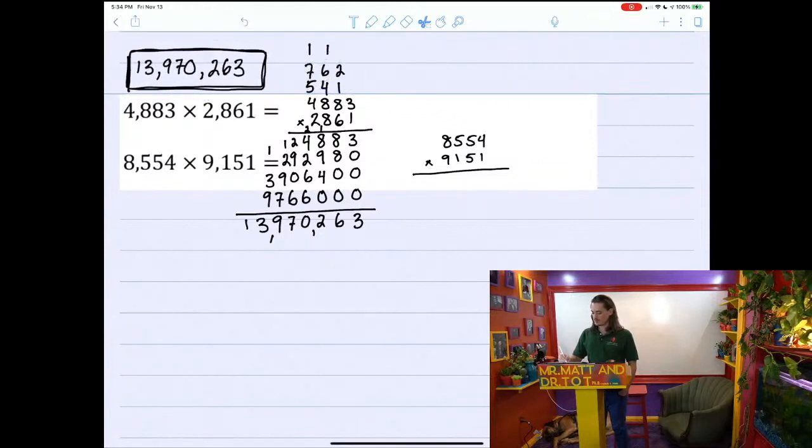1 times 5 is 5, 1 times 8 is 8. Moving on to the tens unit, I'm going to have a placeholder of 0. 5 times 4 is 20, so keep the 0, carry over the 2. 5 times 5 is 25. 25 plus 2 is 27. So keep the 7, carry over the 2.